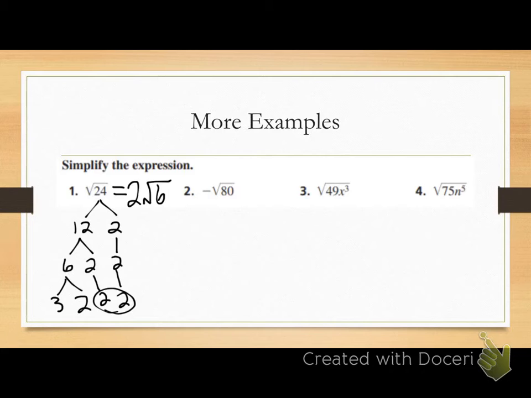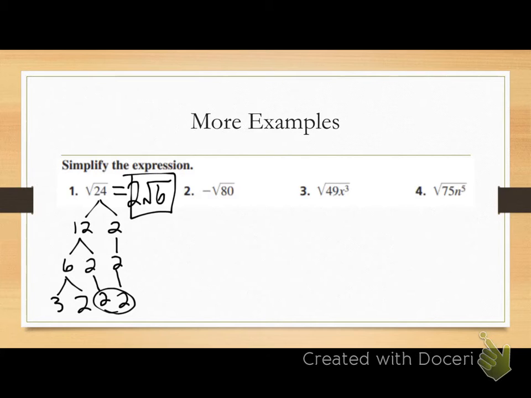Does this meet all 3 conditions? Is there a perfect square that goes into 6? No, none of my perfect squares go into 6. Do I have any fractions under the radical? No. Do I have any radicals in the denominator of a fraction? Nope. This is in simplest form. Okay?